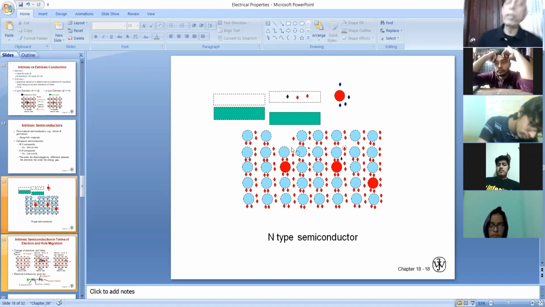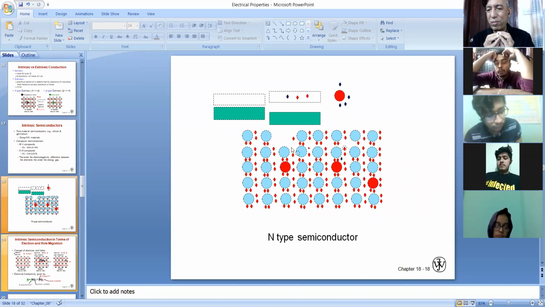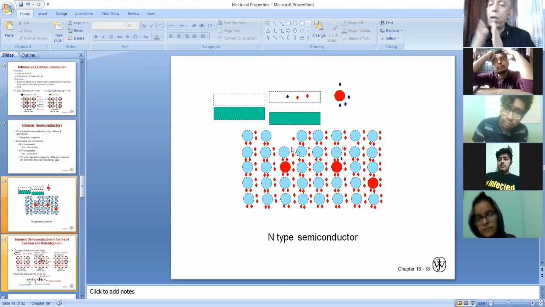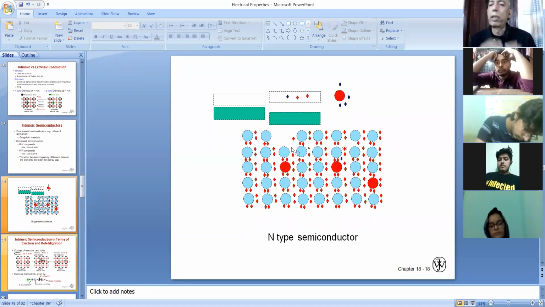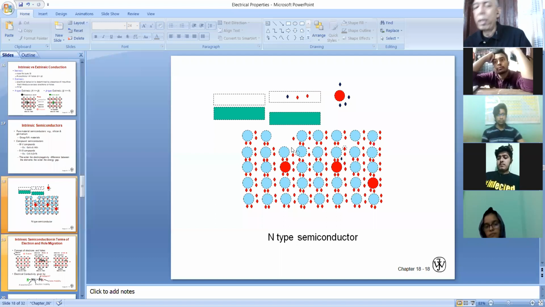Majority electricity is carried by electron, and minority electricity is carried by hole. So both are conducting electricity, but the majority of electricity is carried by electron, and the minority portion is carried by hole. So in case of N-type semiconductor, the majority carrier is electron and the minority carrier is hole.